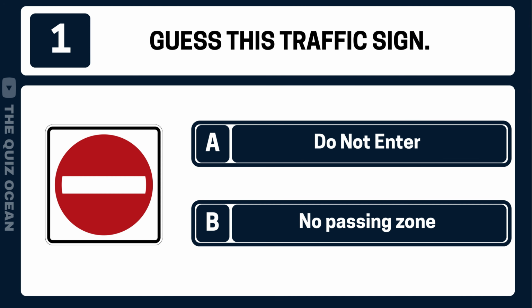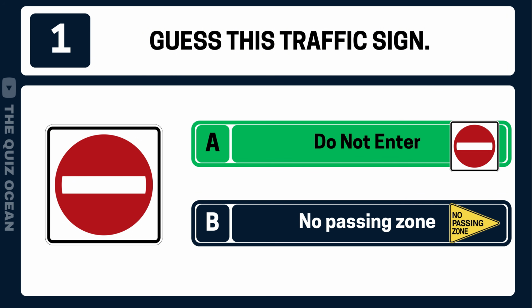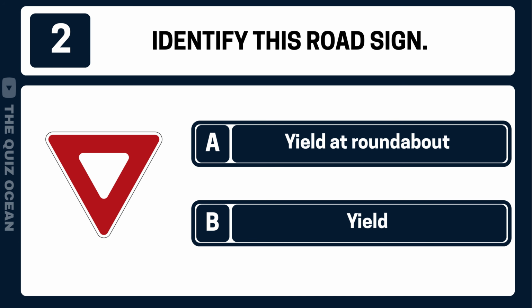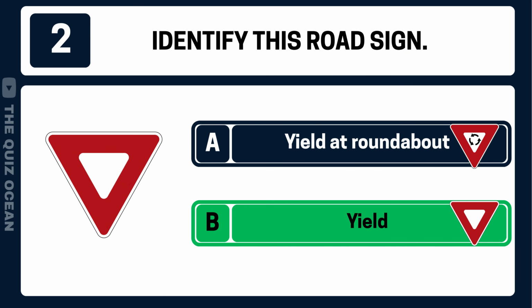Guess this traffic sign. A. Do not enter. B. No passing zone. Good start. That's the do not enter sign. Identify this road sign. A. Yield at roundabout. B. Yield. Correct. It is the yield sign.